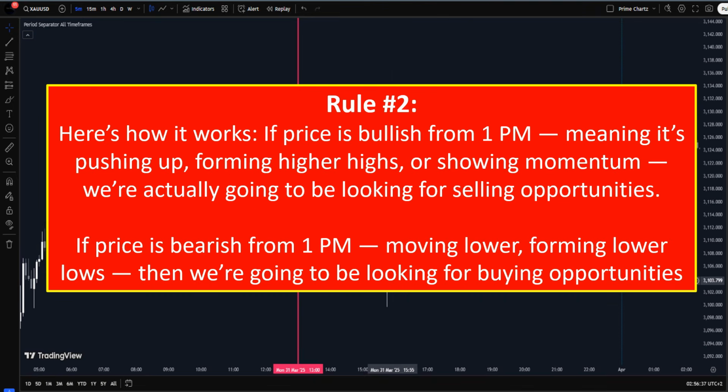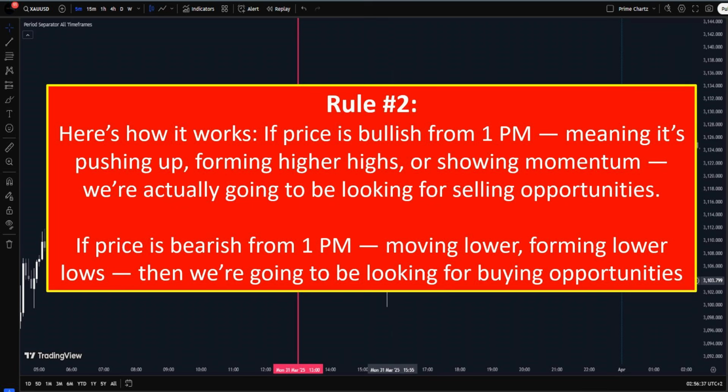Rule number 2. Trade against the 1 p.m. trend. This is what makes the 714 method unique. It goes against traditional thinking. Here's how it works. If price is bullish from 1 p.m., meaning it's pushing up, forming higher highs, or showing momentum, we're actually going to be looking for selling opportunities. If price is bearish from 1 p.m., moving lower, forming lower lows, then we're going to be looking for buying opportunities.